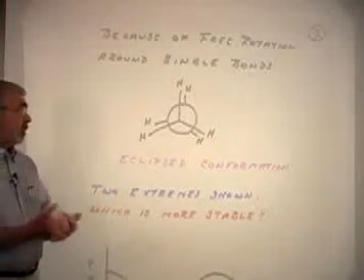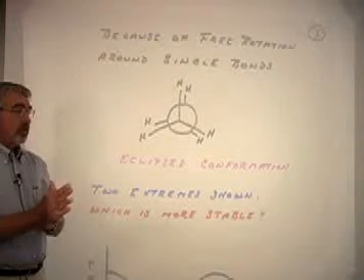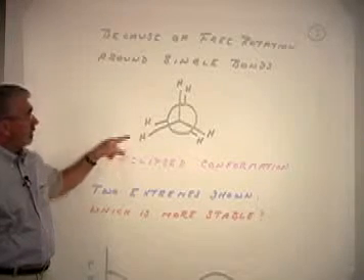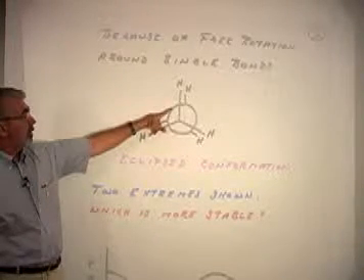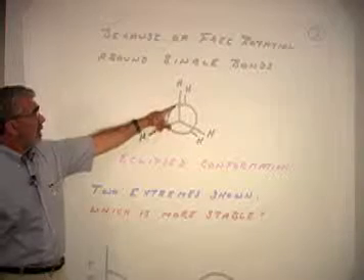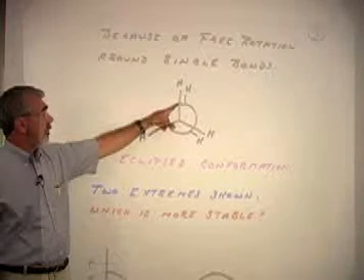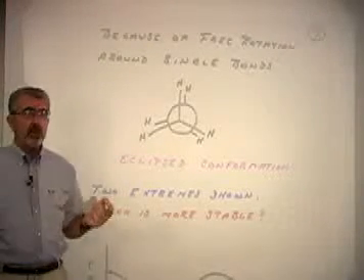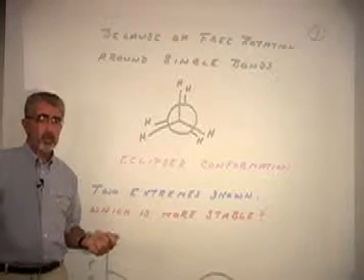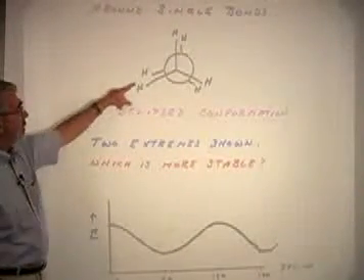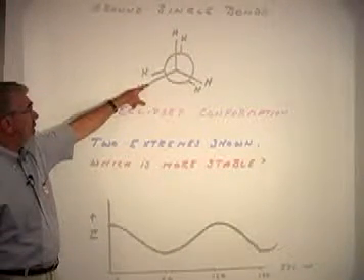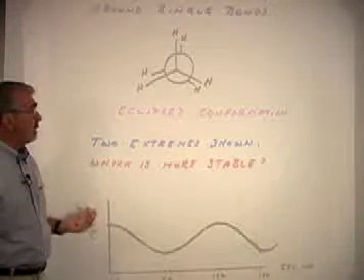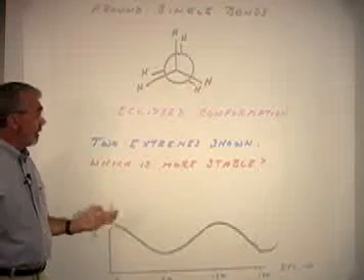Which one is the best? In other words, which one does the system actually prefer to spend most of its time in? Well, in order to understand that, we have to take a look at the consequence of this structure here. In this structure, we've actually got these bonding electrons very close to each other, or as close as possible to each other. And it turns out that there's a certain amount of repulsion between them. So this actually represents the energy maximum. This eclipsed conformation has the highest potential energy, and therefore it's least favored.